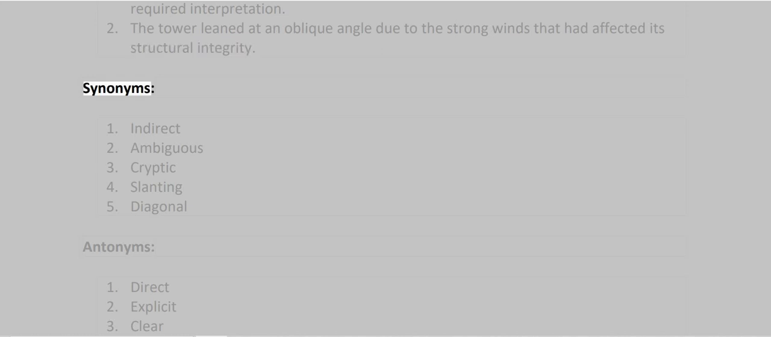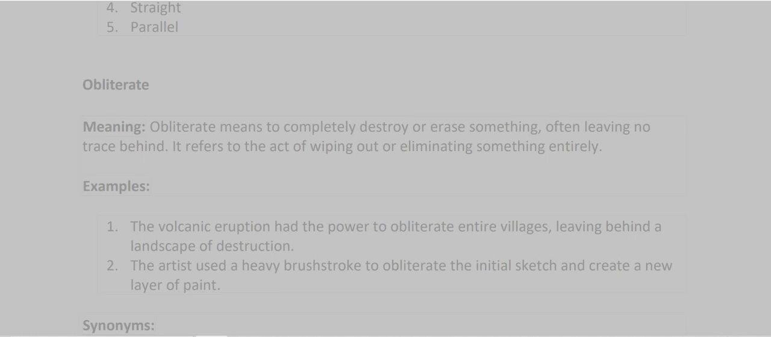Synonyms. 1. Indirect. 2. Ambiguous. 3. Cryptic. 4. Slanting. 5. Diagonal. Antonyms. 1. Direct. 2. Explicit. 3. Clear. 4. Straight. 5. Parallel.